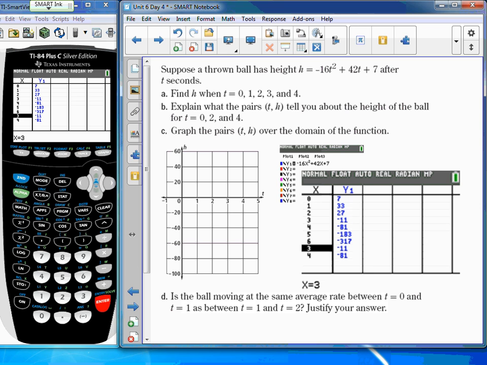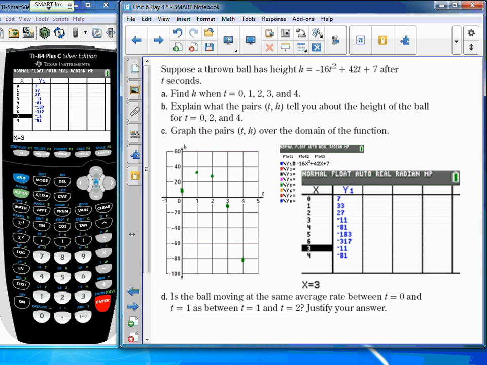So let's graph those over my interval shown on the domain. Here we go, everybody. 0, 7, about here. 1, 33, about here. 2, 27, about here. 3, negative 11, what? That's about here. 4, negative 81, what? That's about here.